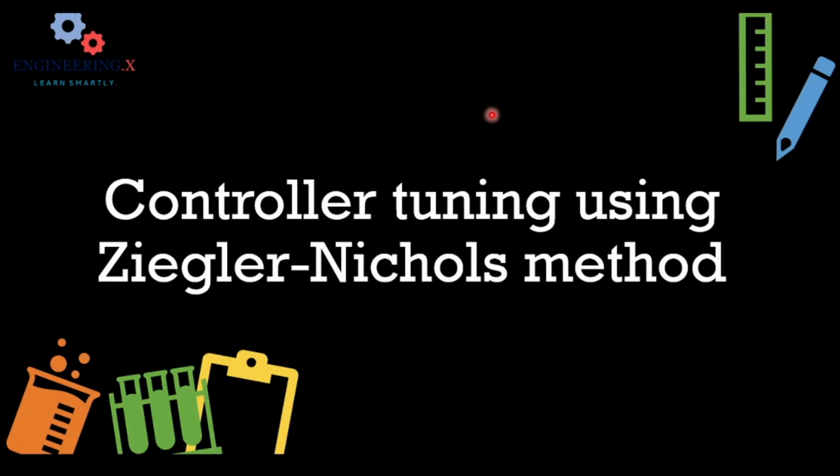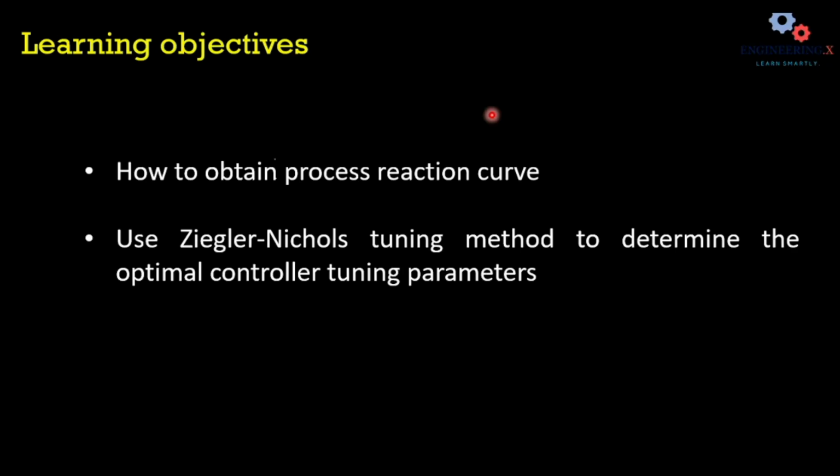Today we are going to learn how to tune a PID controller using the Ziegler Nichols method. In this tutorial we will learn how to obtain the process reaction curve to obtain different tuning parameters, and then we will use the Ziegler Nichols tuning method to determine the optimum controller tuning parameters. Okay, so let's move to the first objective, that is the process reaction curve.